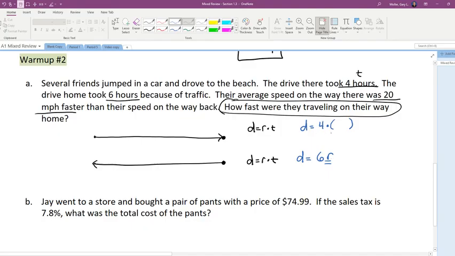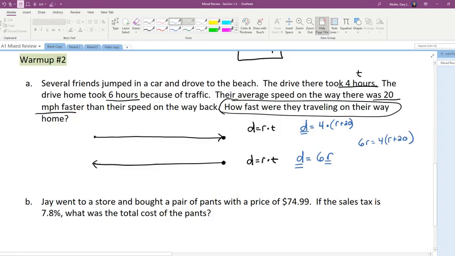Let's go back up here, and we see that their rate was 20 miles per hour faster on the way there. So if my rate on the way home was R, then my rate on the way there was 20 more than that. And now I've got two equations. And since the distances I'm traveling are the same, I can just put them together. And I know that distance 1 is the same as distance 2. So that's going to leave me just with 6R equals 4 times R plus 20.